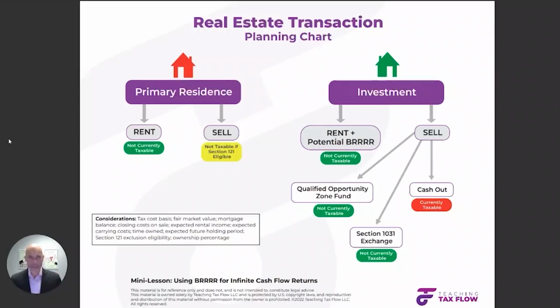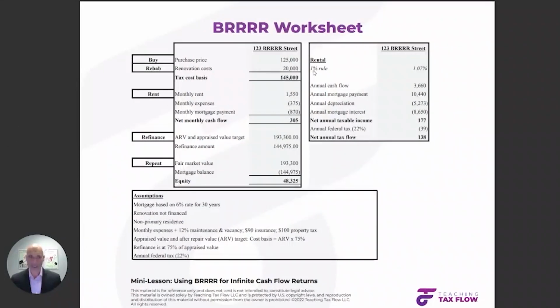Now, that's the theory of it. Let's dive into a case study. And with any case study, I'm going to run through some assumptions. Now, the assumptions are always a moving target, and assumptions are going to be different from market to market. But based on national averages and what we see in 20 years of experience working with real estate investors on the tax planning and strategy and preparation side, here are the assumptions that we're going to use.